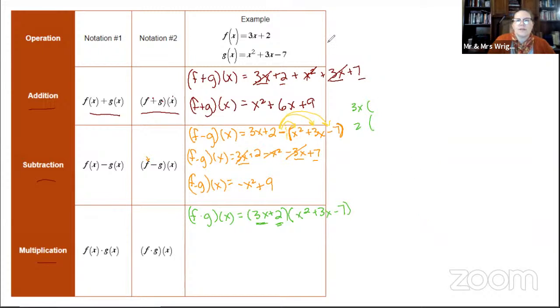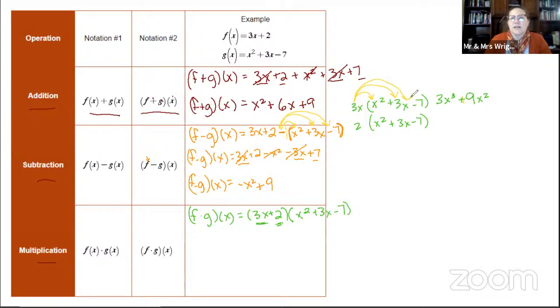All right. So I'm going to then multiply it by the second expression, x squared plus 3x minus 7. Okay, now that I've got that done, I'm going to just start multiplying. 3x times x squared is going to be 3x to the third. 3x times 3x is going to be a positive 9x squared.